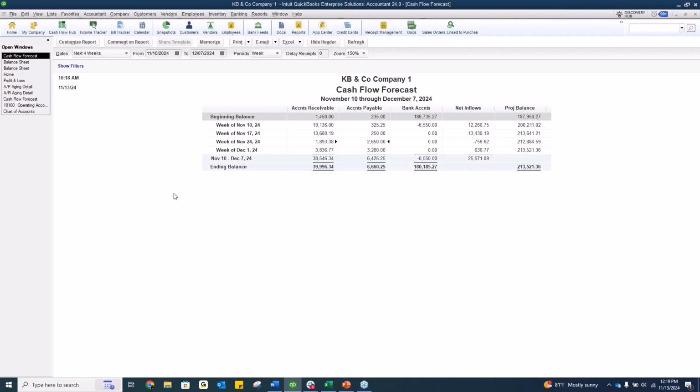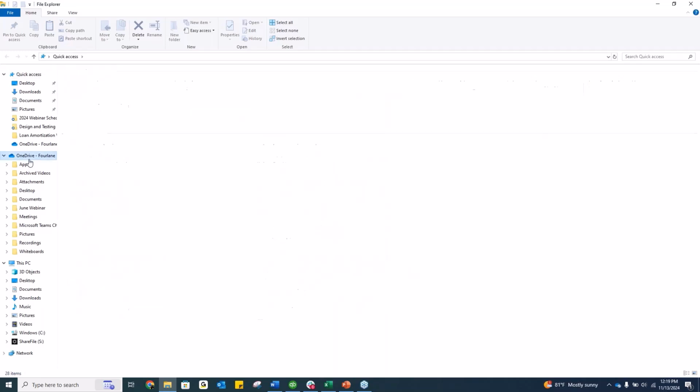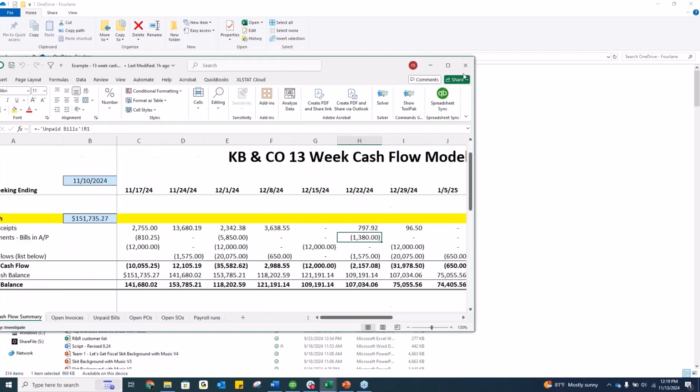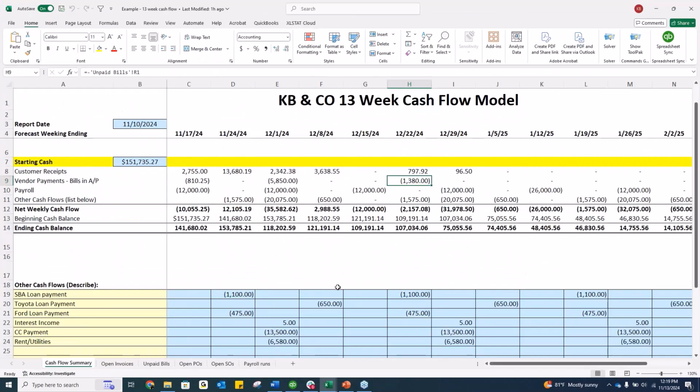Now, if you do want a little bit more depth to predict the use of cash in your financials, we do have a way to be able to do that using a 13-week cash flow statement in Excel. Now, this is a more complicated model.